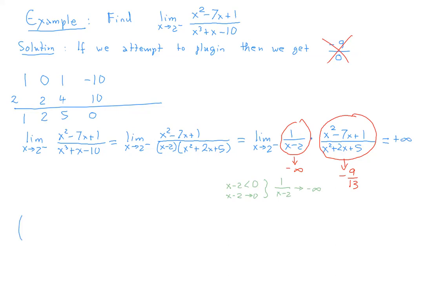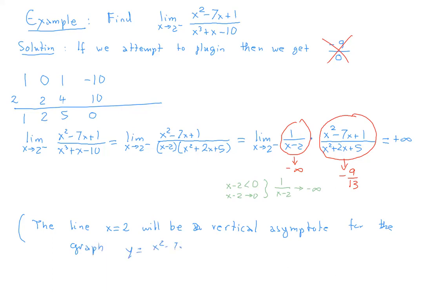And as a side note to it, we can also claim that the line x equals 2 will be a vertical asymptote for the graph y is equal to x squared minus 7x plus 1 over x cubed plus x minus 10. This one little note will be useful in many, many such cases.